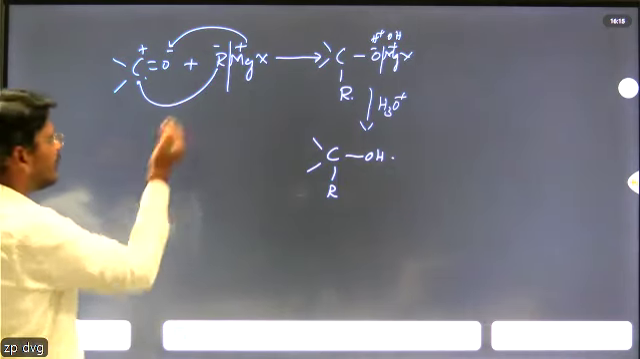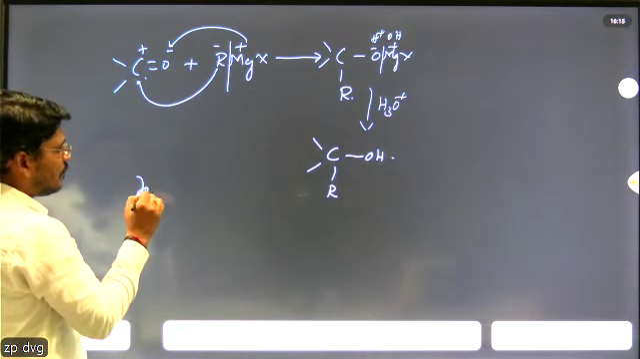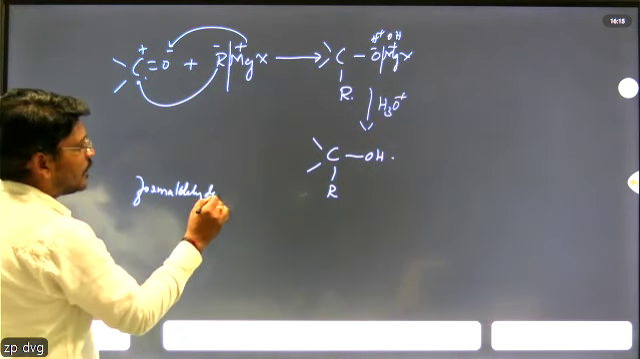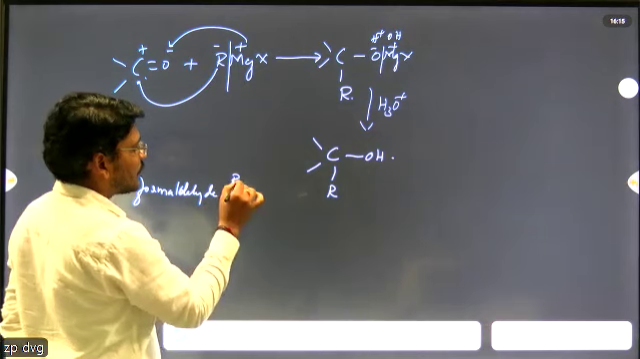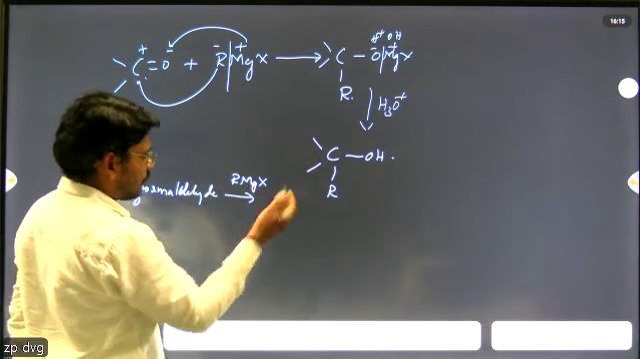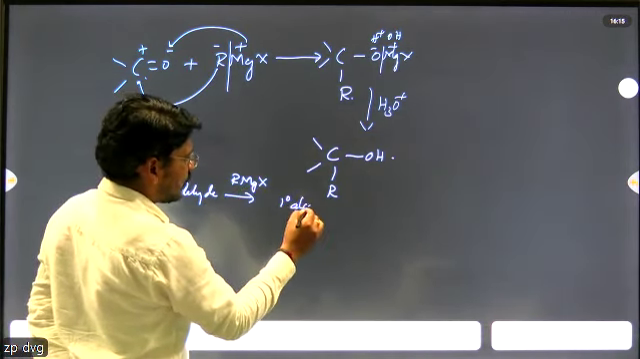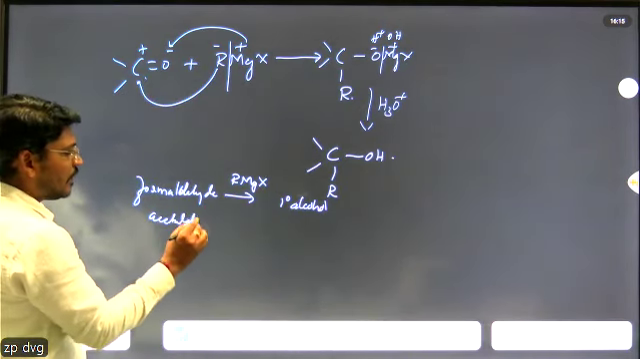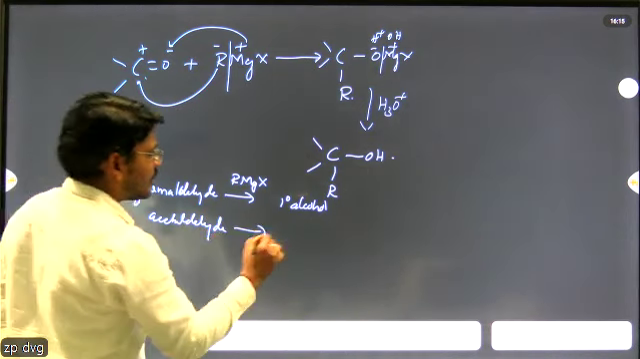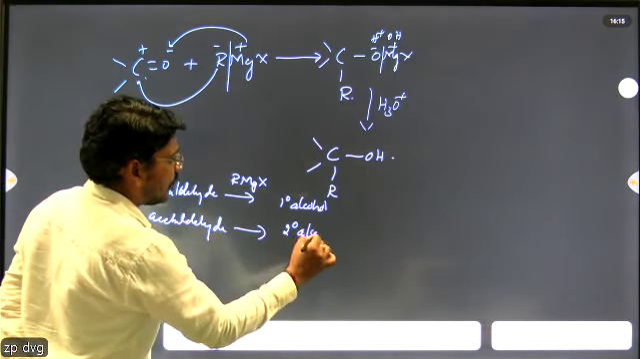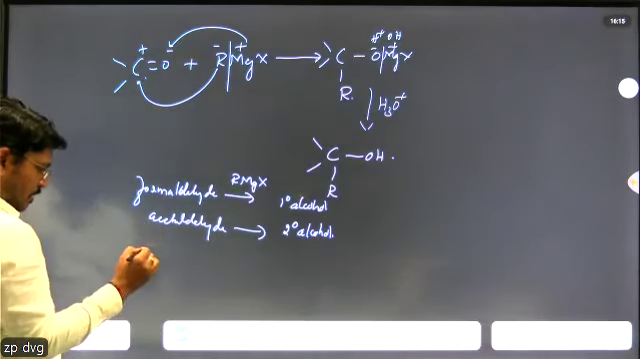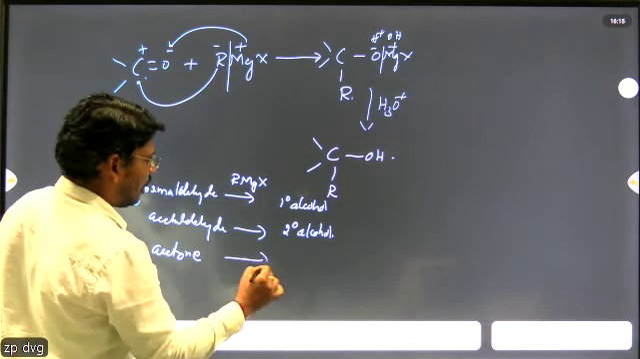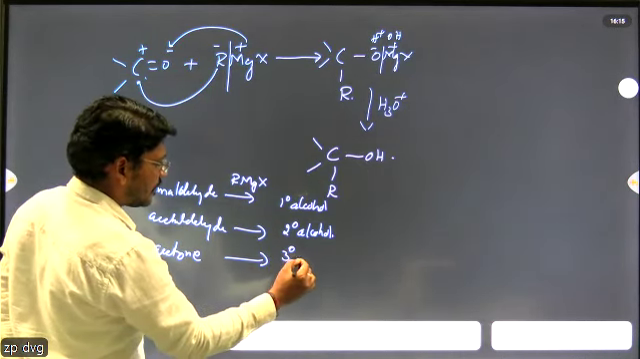In the same way, we already know that when formaldehyde reacts with the Grignard reagent RMgX, we compulsorily get a primary alcohol. In the same way, if you observe acetaldehyde, when acetaldehyde reacts with the Grignard reagent, definitely we get a secondary alcohol. In the same way, acetone, otherwise ketones, when a ketone reacts with RMgX, definitely we get a tertiary alcohol.